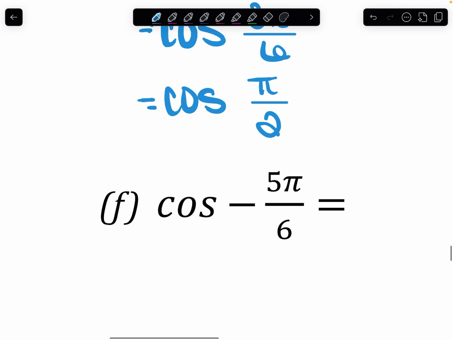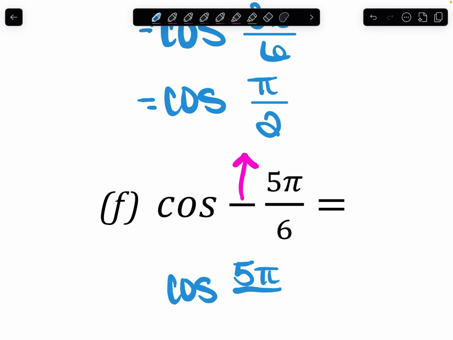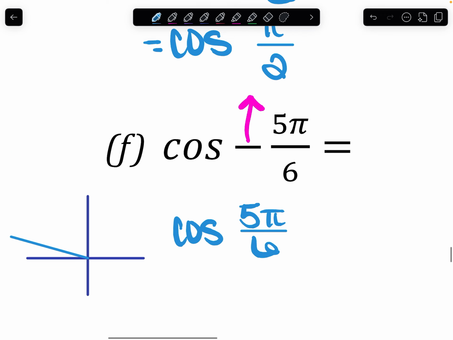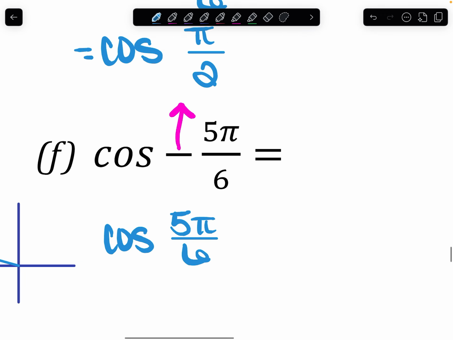Cosine of negative 5π/6. Cosine is even. Poof, the negative is gone. It just disappears. So it's going to be equivalent to cosine of 5π/6. 5π/6, unit circle-wise, is 1 less than the denominator, so we're in quadrant 2. Over 6, so closer to the x-axis, so here. That means x is the bigger side. It's also negative because we're in quadrant 2, so negative square root of 3 over 2.